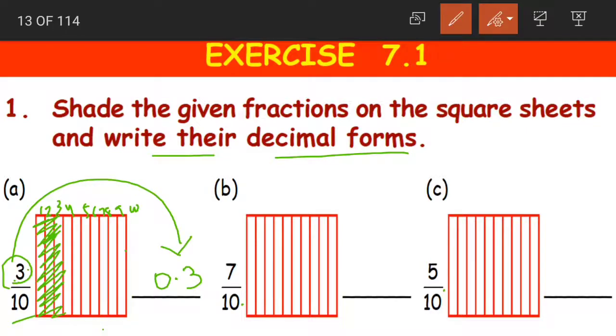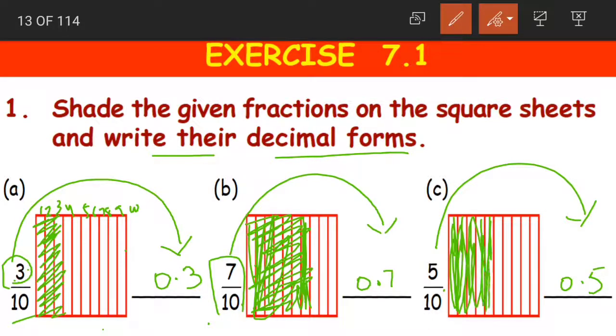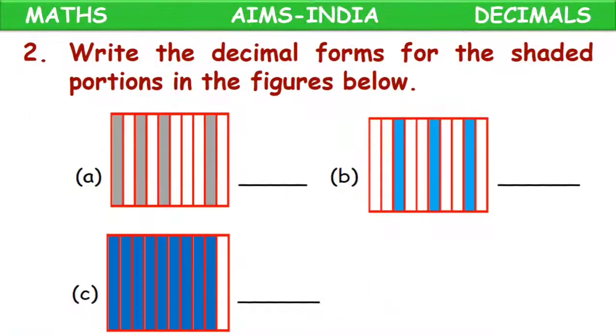Next, 7 by 10 and 5 by 10. As 3 by 10 is equal to 0.3, what will 7 by 10 be equal to, children? 7 by 10 will be equal to 0.7. 5 by 10 will be equal to 0.5. And how many parts should we shade for this 7 by 10? 7 parts should be shaded out of the given total number of parts. And for 5 by 10, 1, 2, 3, 4, 5: when we shade these 5 parts, the figure represents the fraction 5 by 10. Is this clear?